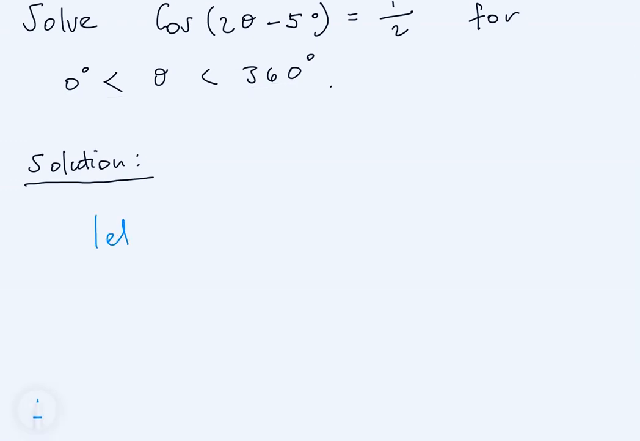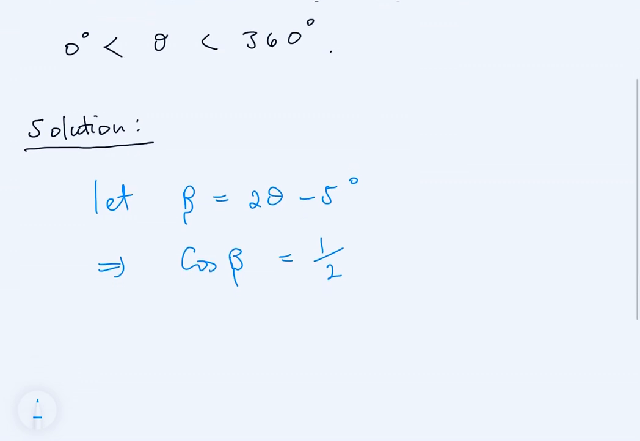We can let beta be equal to 2 theta minus 5 degrees. So when we do that, that of course implies that cos beta, so in place of 2 theta minus 5 degrees, we put beta. So cos beta is equal to a half. So now we go ahead and we solve this for beta. And through solving for beta, we are going to get the solution for theta. So let's go ahead and solve this.